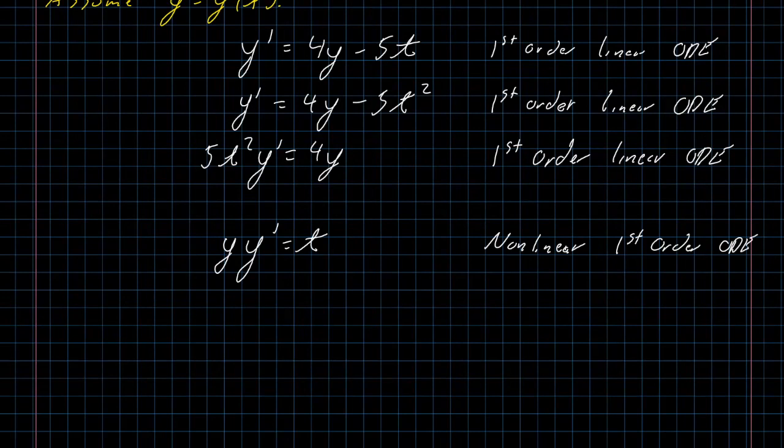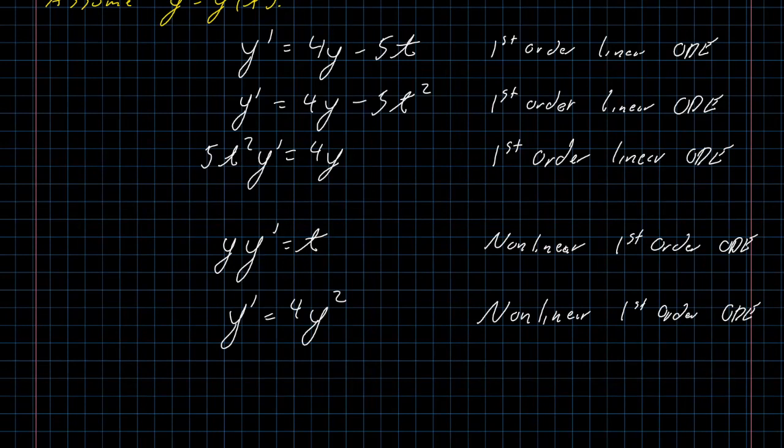Right? So if I have y times y prime is equal to t, now this is nonlinear because taking two functions, y and y prime, and multiplying them together goes against linearity. Likewise, if I had y prime equals 4y squared, then I would suddenly have a nonlinear first order differential equation.